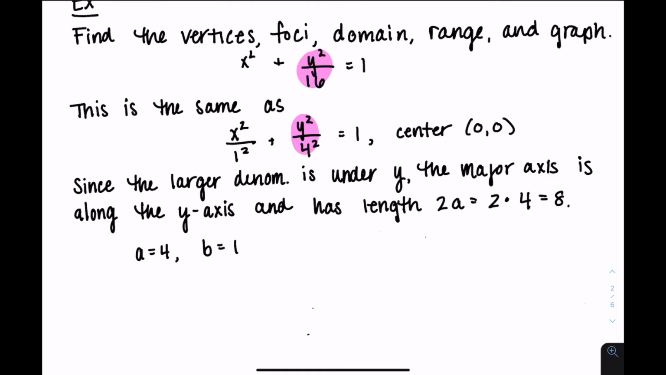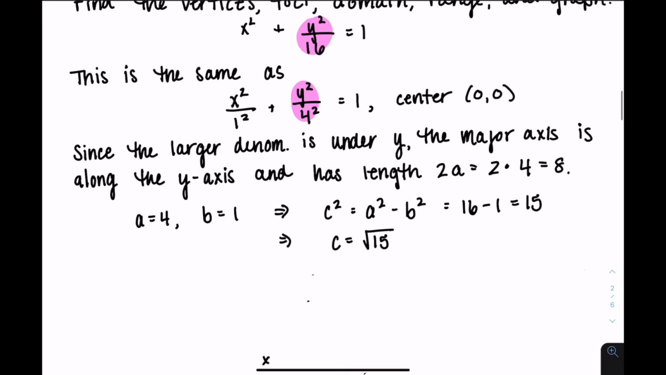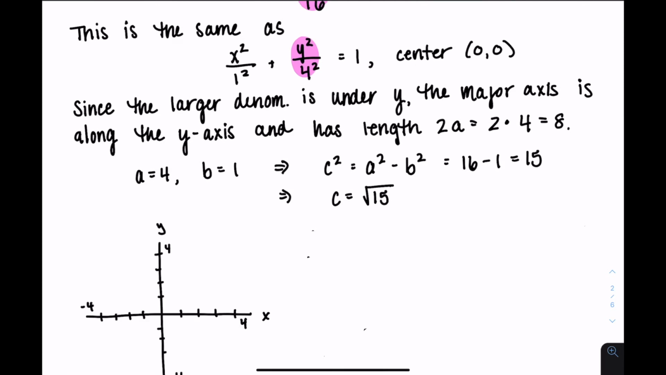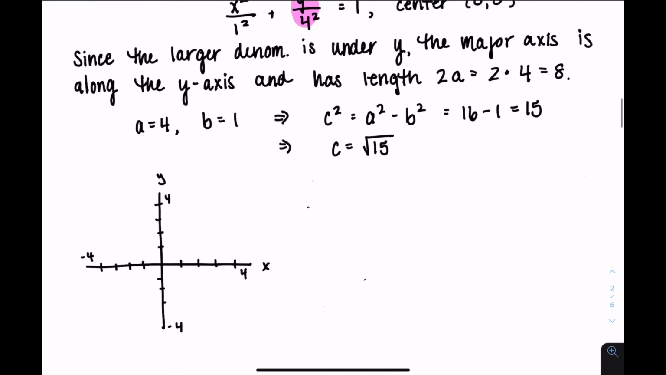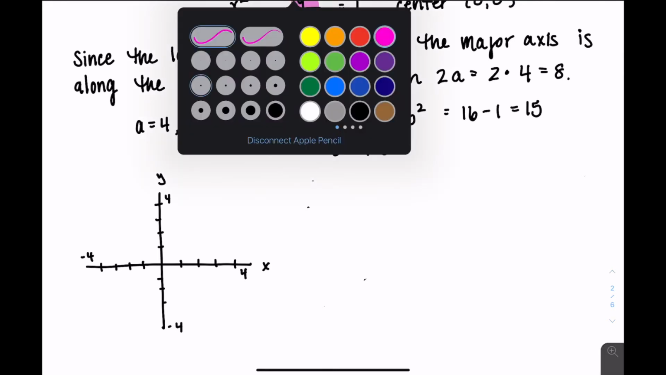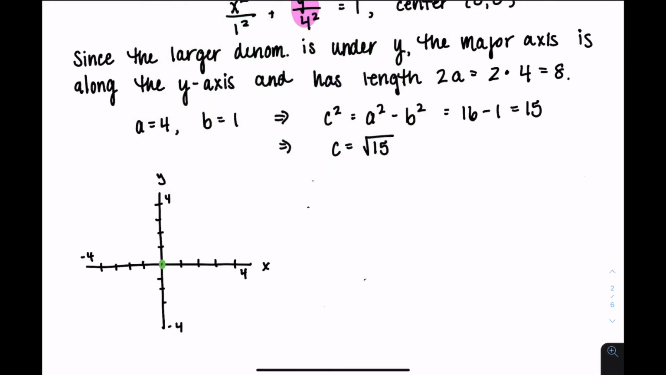And then I need to go ahead and figure out what c is to be able to find my foci. So we use c squared equals a squared minus b squared. So that's 16 minus 1, or 15. So that's going to give me c is equal to root 15. So before I actually find all of the vertices and everything else, I'm going to plot it all. So I'm going to start by plotting our center, which is at 0, 0.